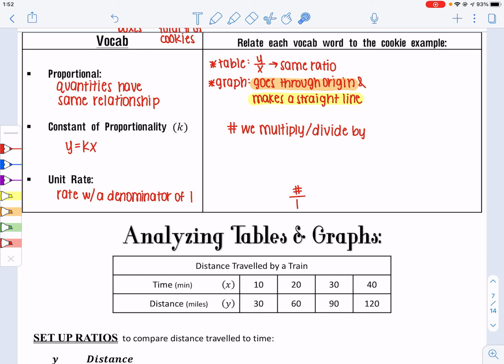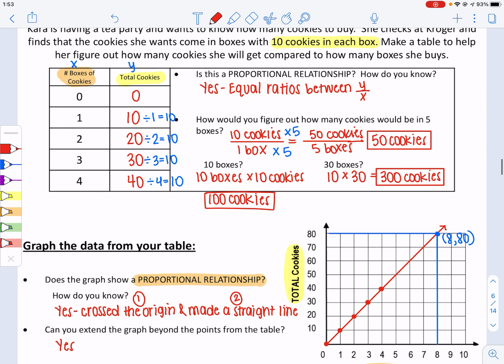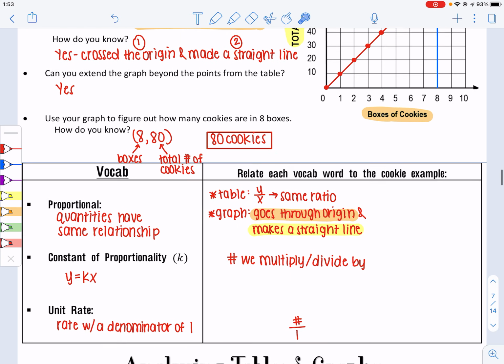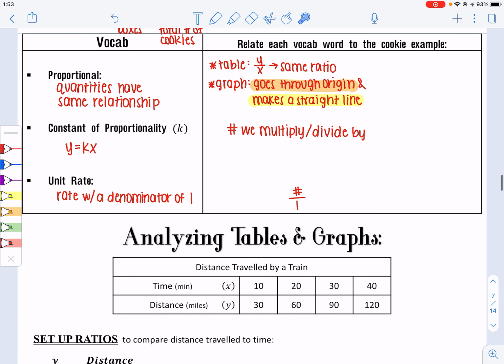Okay, and then constant of proportionality, we'll talk a lot about this on our 8C day, but our constant of proportionality is just the number that you multiply or divide by. So in our cookie example, we're multiplying the boxes of cookies by 10, so then 10 is called our constant of proportionality, or sometimes they use k equals, and they'll say k equals 10. So for this one, we would say k equals 10, because all you do is you take 1 times 10 to get 10. 2 times 10 to get 20. You're multiplying all those x values by 10 in order to get the y value. So your k value is a 10.